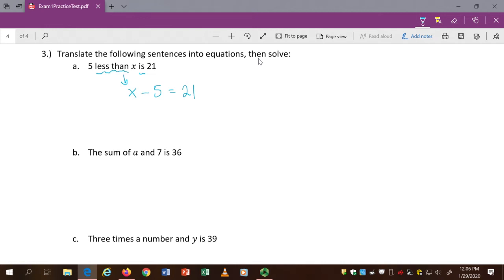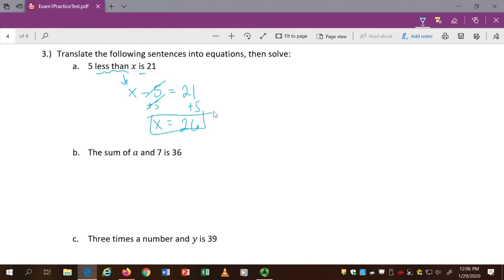Now, to solve this, though, what do I do with the minus 5 there? I would just add 5 to both sides. So that would get rid of my x there. And then 21 plus 5 is 26. And so that would be the solution to that one.